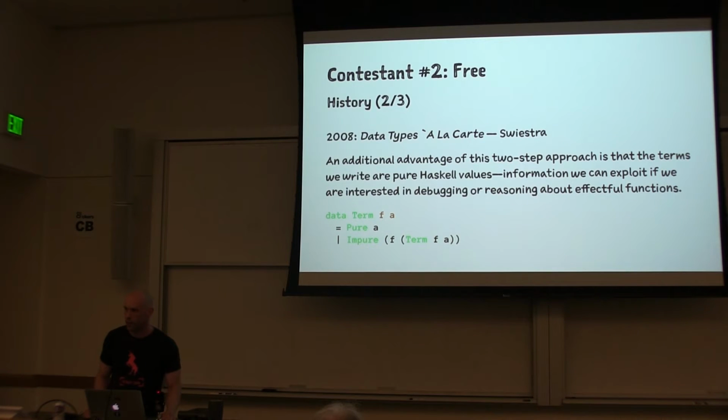An IO of anything is a chunk of machine code that's embedded in a program. And the idea with free is maybe we don't have to do that. Maybe we can just describe the semantics of the effect as a data structure and embed that in our program and save actual machine code until the end of the world.